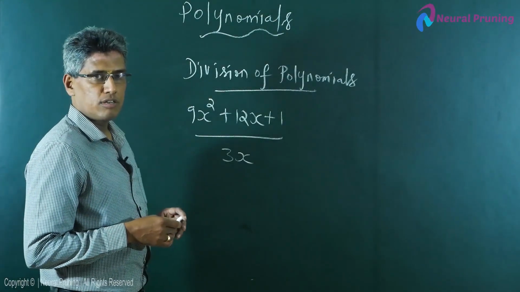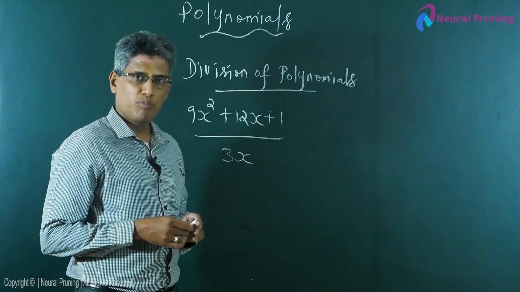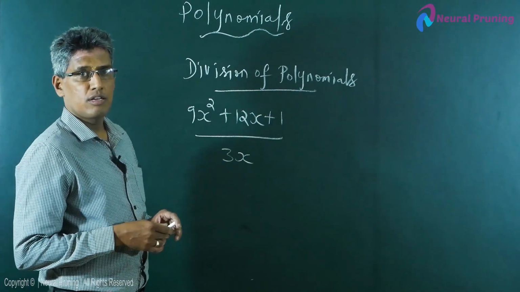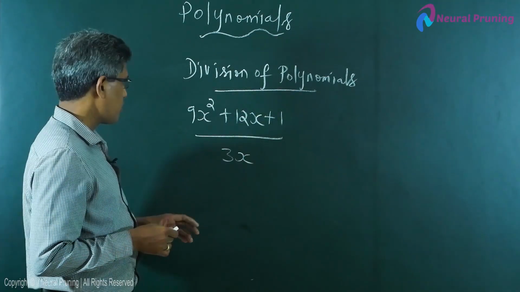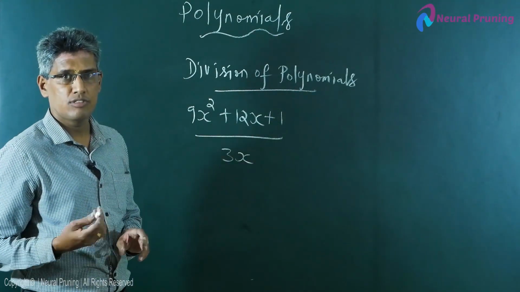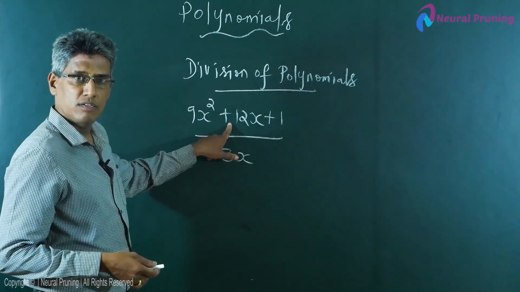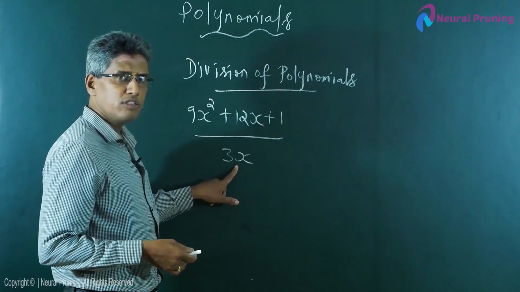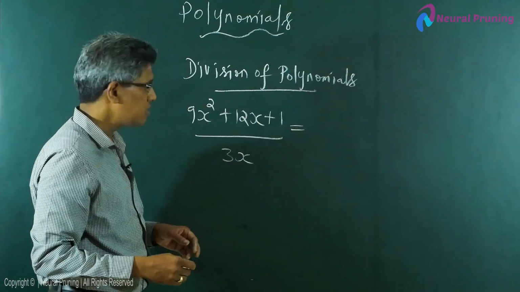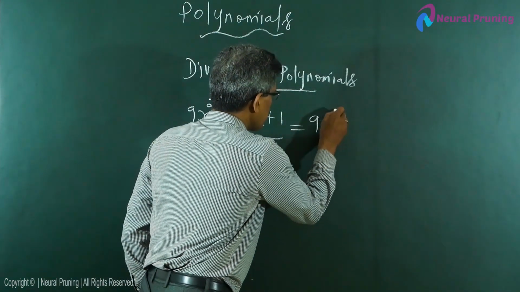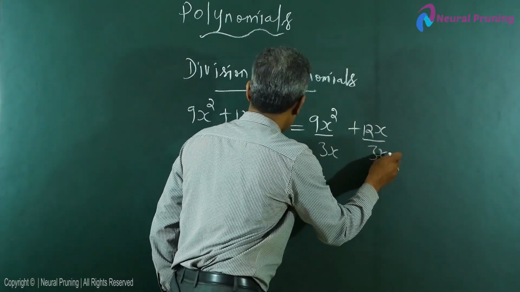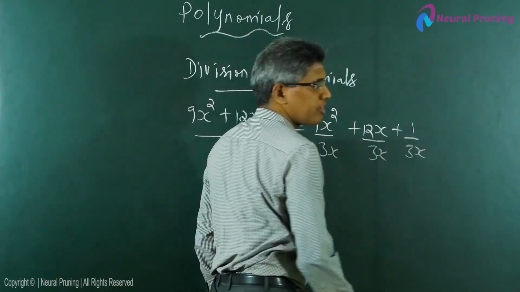In the next section, we examine division of one polynomial by another. We'll find out whether we get a polynomial in division of polynomials as well. The example taken up is 9x square plus 12x plus 1 divided by 3x. Now the numerator is a polynomial. The term in the denominator also happens to be a polynomial. When we actually divide numerator by denominator, you could write it as 9x square by 3x plus 12x by 3x plus 1 by 3x.